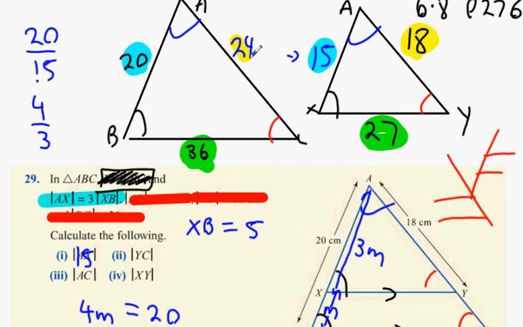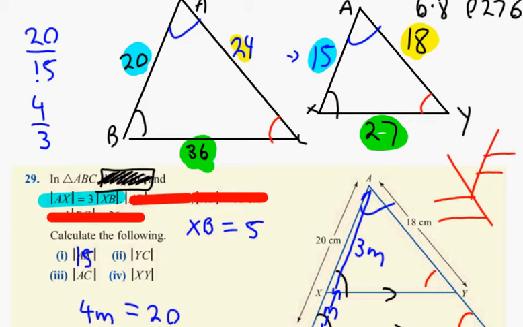Is 4 over 18 how much bigger the other triangle is? 4 over 3 is how much bigger the other triangle is. I divided 20 by 15 and got 4 over 3. I only took it down a second ago. Okay? So, that's 24 and that's 18, okay?